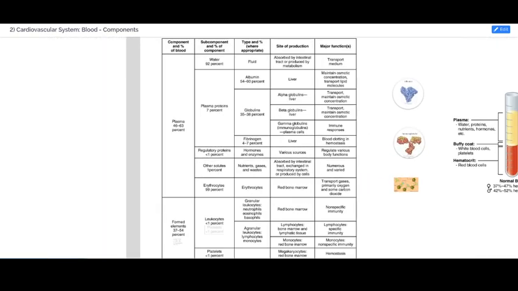This table is going to show us the different components that make up blood and provide some figures representing how much of the blood is made up of each thing. There's a couple of things I want to mention about this table to begin with.